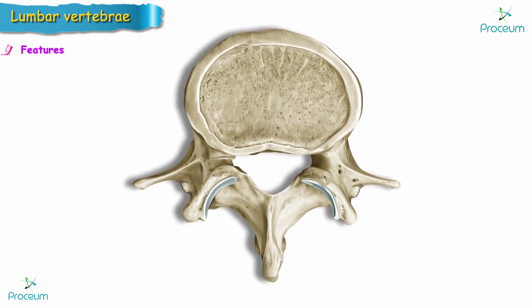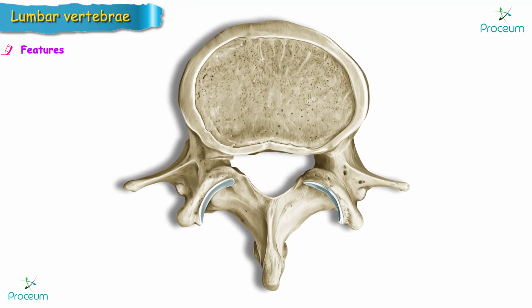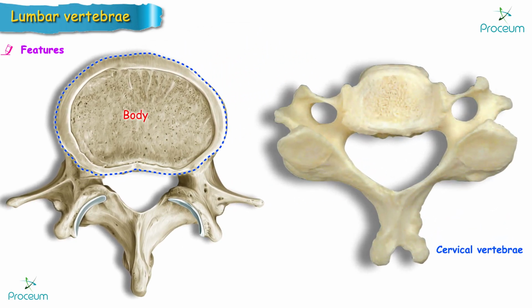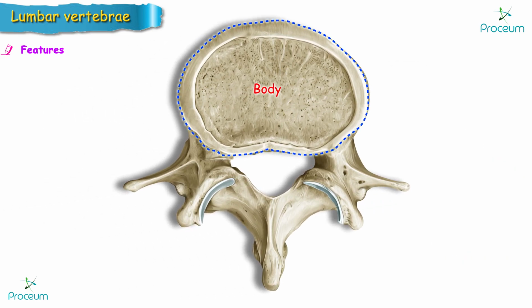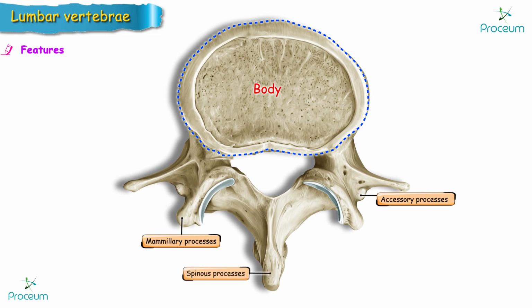Features of the lumbar vertebrae. They have massive reniform or kidney-shaped bodies. The absence of foramina transversaria in the transverse processes is appreciated. Absence of costal facets in the body. Presence of accessory and mammillary processes and thick quadrilateral spinous processes are appreciated.